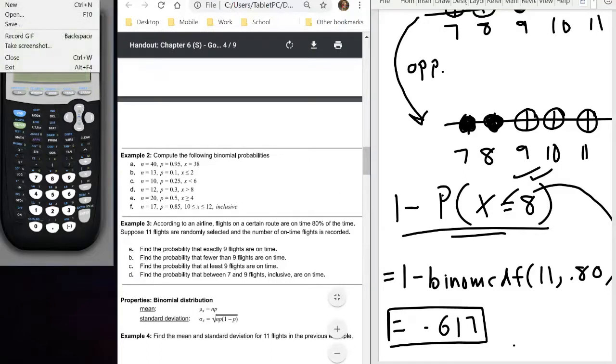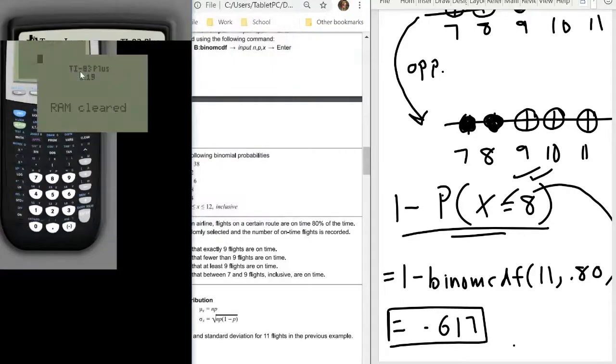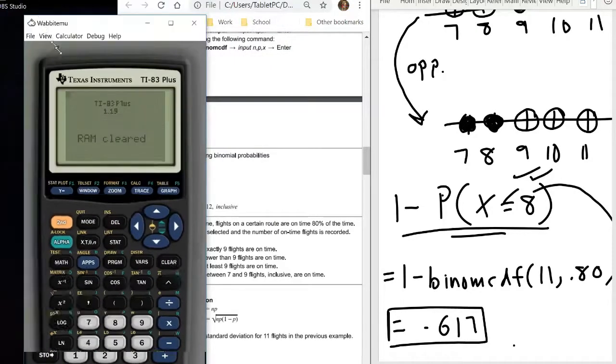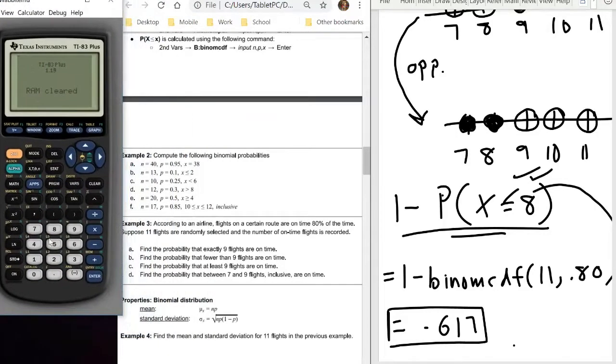If you have the 83, you'll still proceed like we did here. Okay. So what you'll do is the same. 1 minus, and then look for your second vars, and look for the binom CDF. Okay. As long as you have the correct setup, we can proceed, comma, 80% success. And then the setup had the 8 in the probability statement. Remember that the probability statement has the number we need. And notice that we'll also get that 0.617.